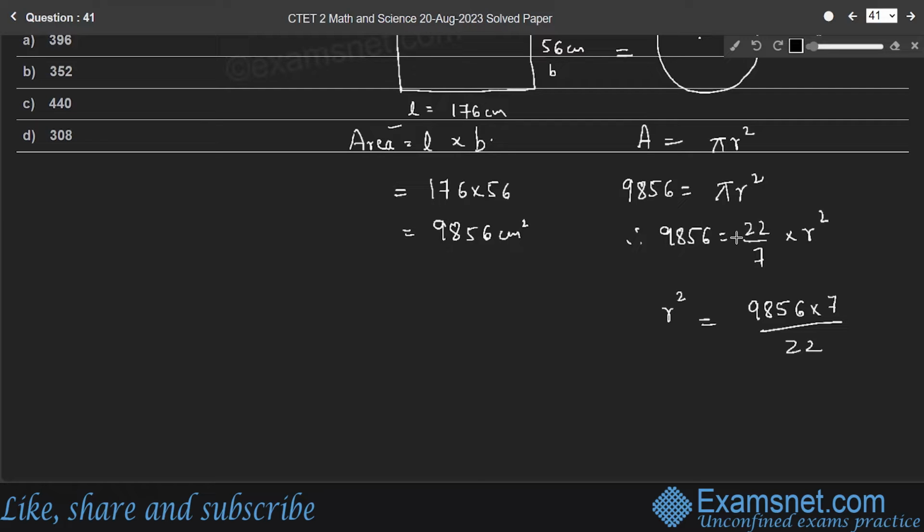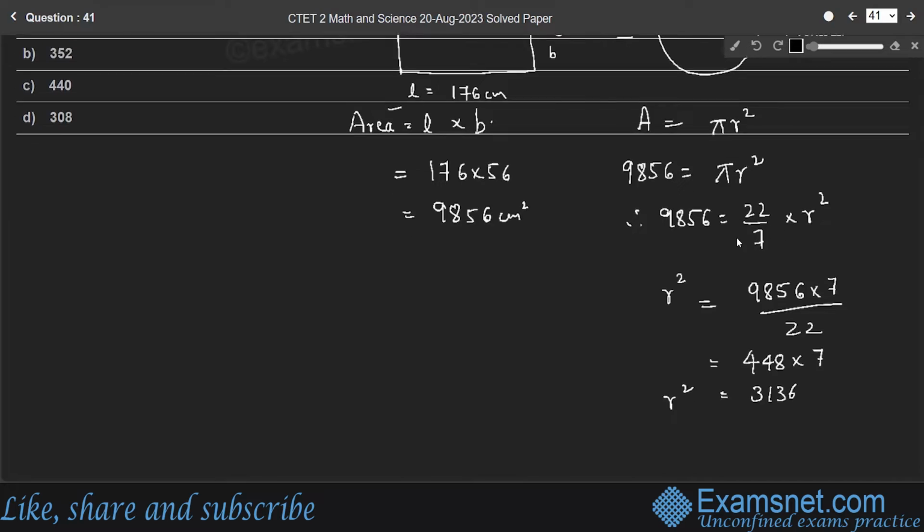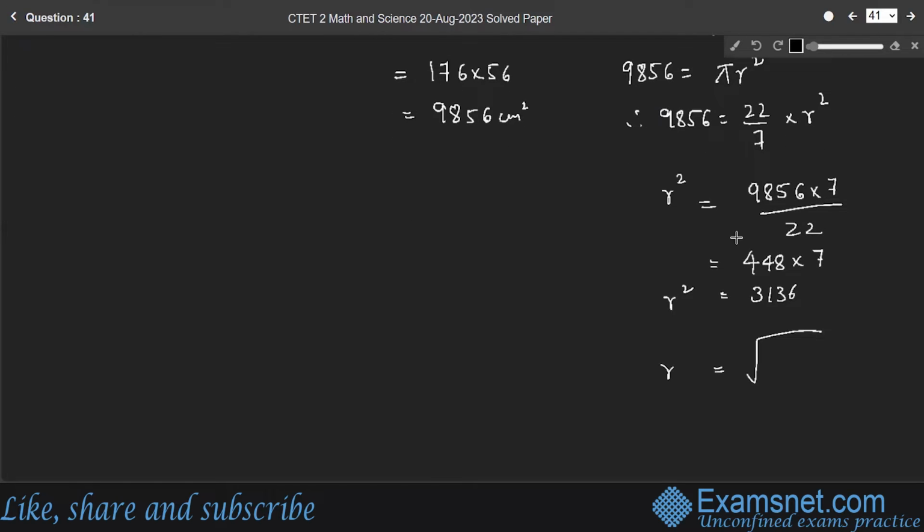So when 9,856 is divided by 22, you will get 448, right? Into 7, you will get 3136. R square is 3136. So the radius of the circle R is the square root of 3136. Here students, for the root of 3136, you can go for the division method. If you know the answer, you can directly write it. In the division method, you will get 56.